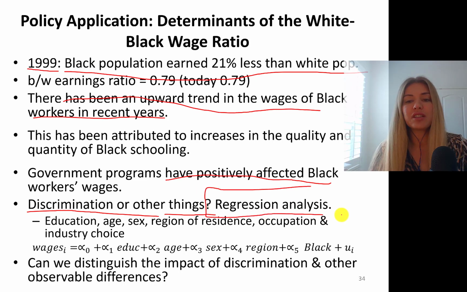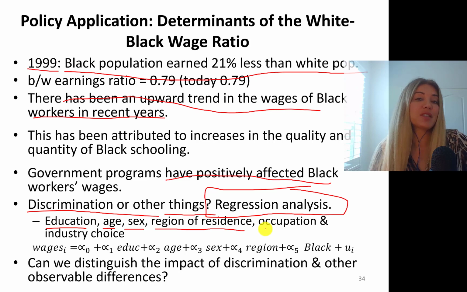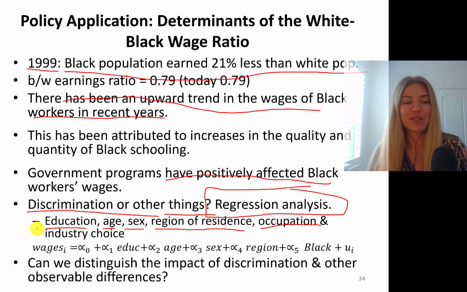Economists use regression analysis. So they control for education of the individual, age, gender, region of residence, right? Living in San Francisco versus Mississippi is going to have different wages. Occupational choices and industry choices. Okay, so what we do, if you have taken an econometrics class or a statistics class, you know about ordinary least squares regression.